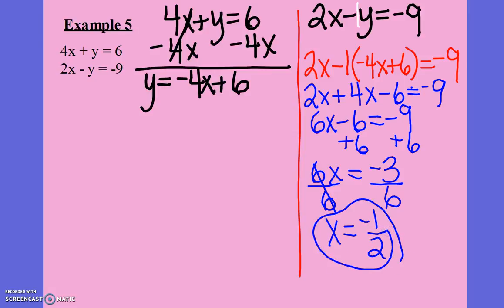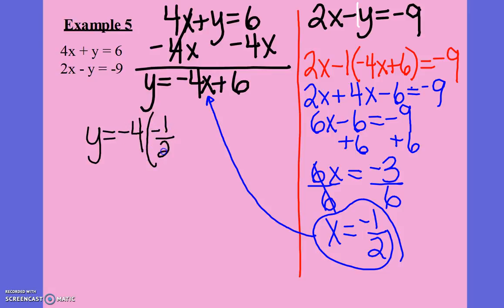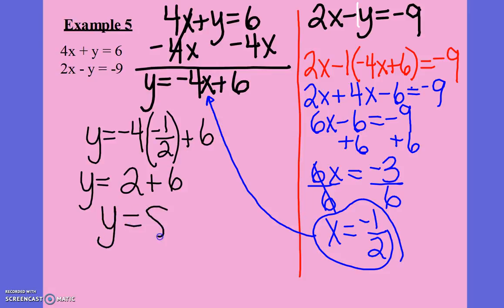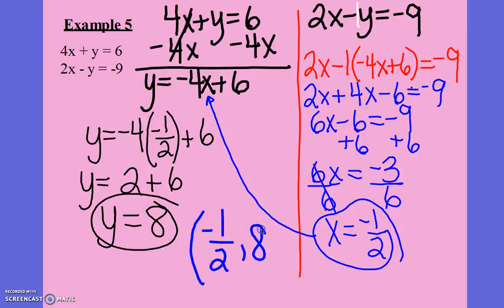So now I'm going to take this negative 1/2, take it here, and put it in place of the x. And we're going to have y equals negative 4 times a negative 1/2 plus 6. And we know when you're multiplying two negatives, you're going to get a positive. And half of 4 is 2 plus 6. And 2 plus 6 is 8. Your solution for this system would be negative 1/2 and 8.